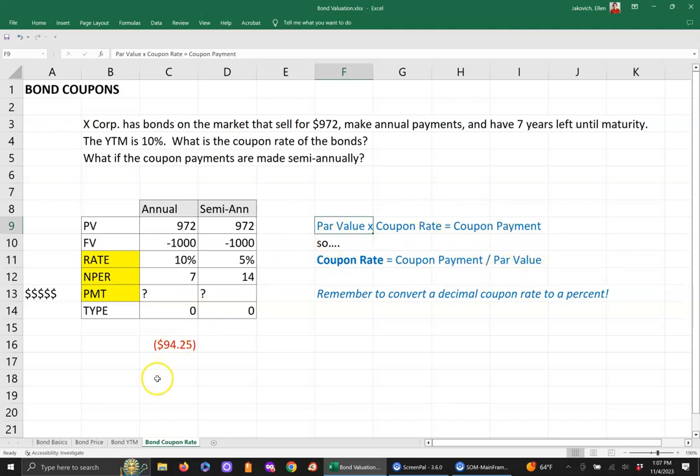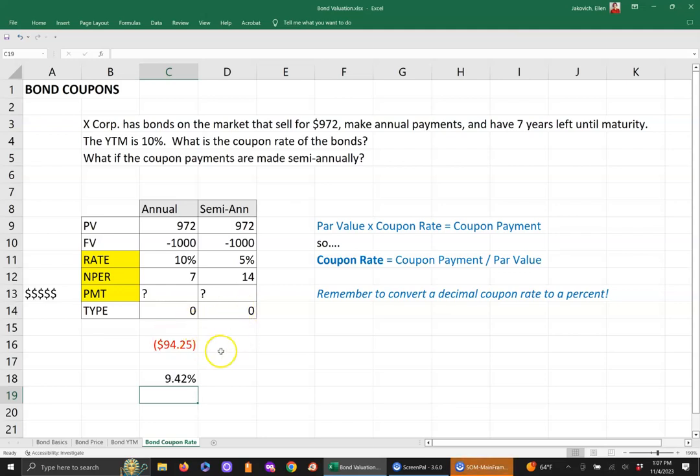So here we go. Let's take this coupon payment and divide by my par value of $1,000. And that equals, and they're both negative, so it'll be perfect. It'll come out with a positive rate, which is what we want. Equals that divided by this. Hit enter, 9.42%, and that is my coupon payment rate.